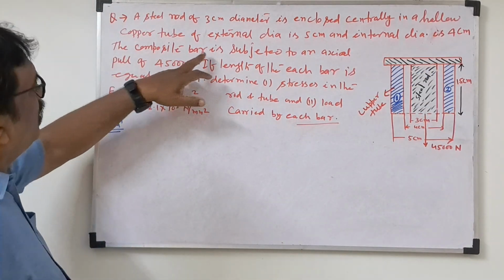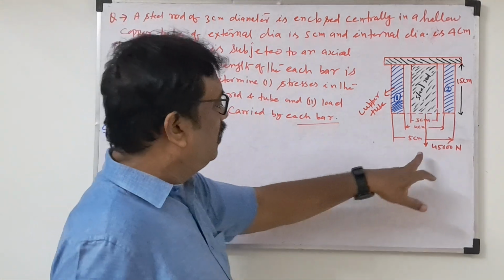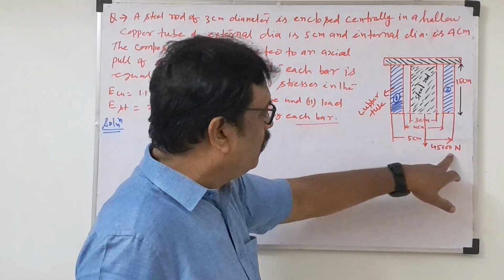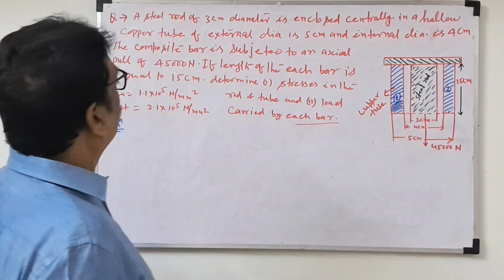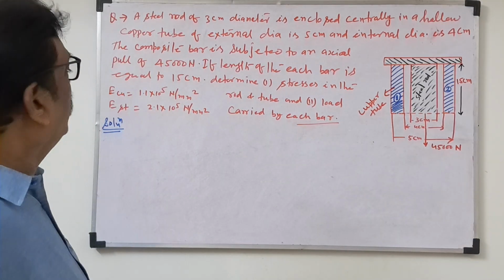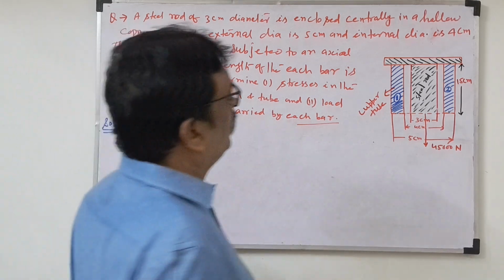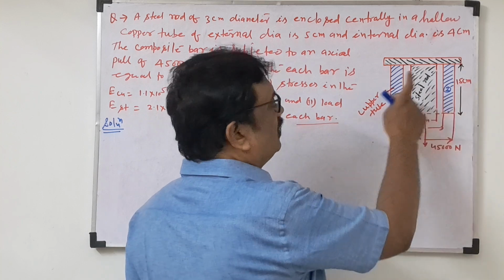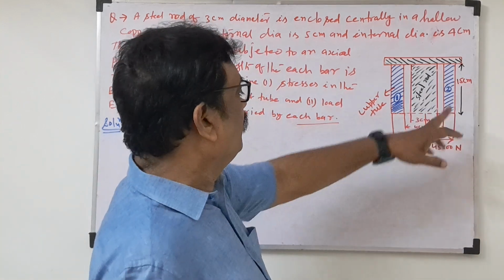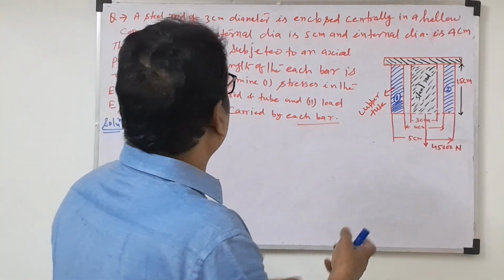The composite bar is subjected to an axial load, or axial pull, of 45,000 Newton. If the length of each bar is equal to 15 centimeter. Because these are rigidly fixed, the length they may give is always equal. So 15 centimeter.